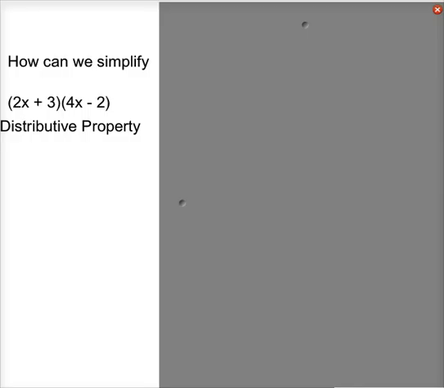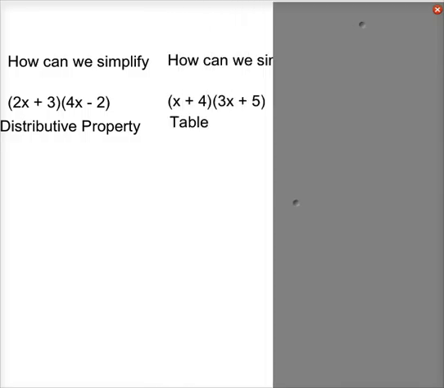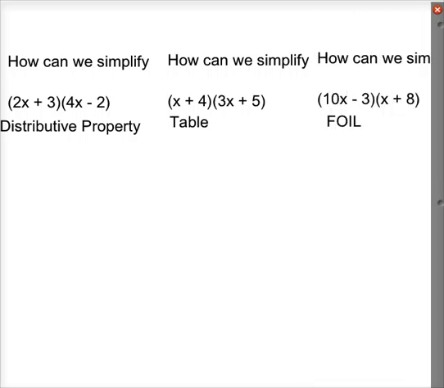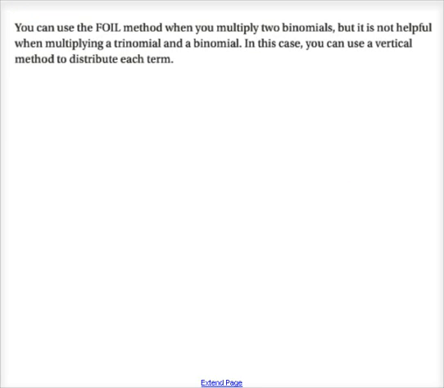So there's 3 methods: distributive property, the table method, which I'm going to leave optional, up to you, and the FOIL method, which I prefer you use. All right, finally, the last example of this lesson, you can use the FOIL method when you multiply 2 binomials.